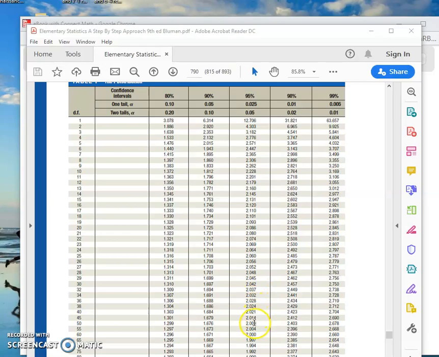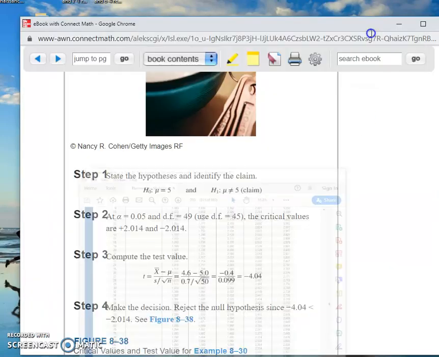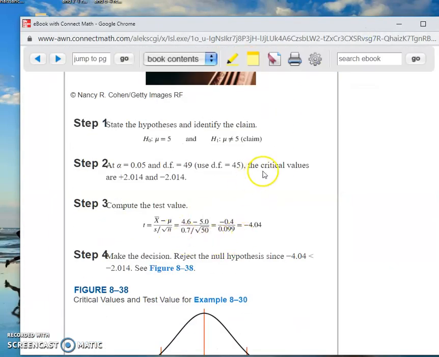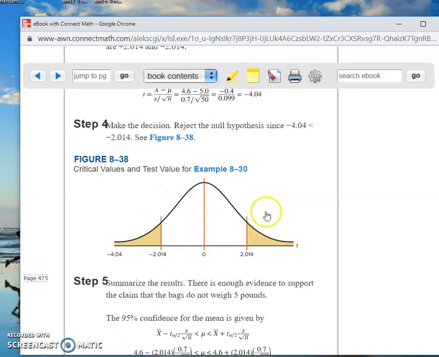You've got to use your fingers here, and it's 2.014. Okay, and then the t distribution is symmetric, so it's that number plus or minus. And that's exactly what the author has right here, plus or minus 2.014. So those are my critical values.